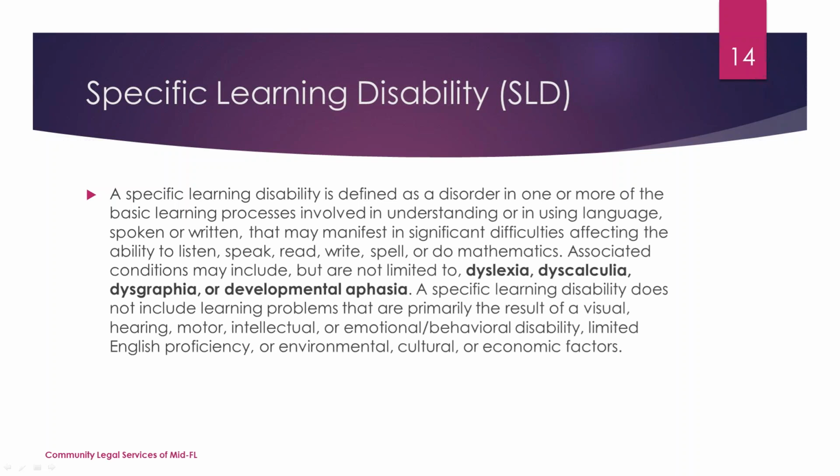Dyslexia is a reading disorder. My personal editorial on it is that kids are overdiagnosed with dyslexia, but it doesn't really matter. Any kind of reading disorder is still covered under the statute. Dyscalculia is kids who have math difficulties. Dysgraphia, kids who have difficulty writing, and not because of a motor issue, but it's a brain issue, a neurological issue. They can't get it down on paper. Or developmental aphasia, and that is a developmental issue where children cannot speak as fluently as typical kids.